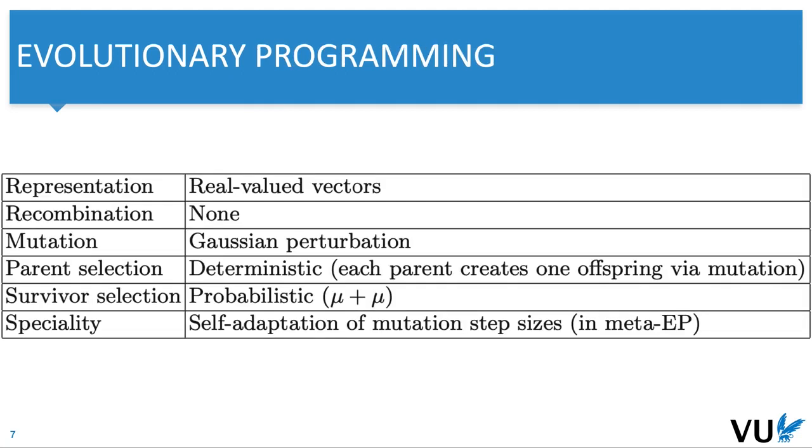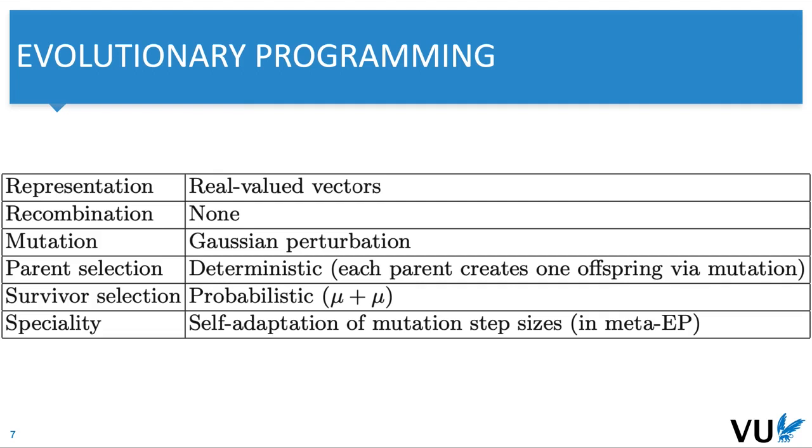Evolutionary programming. So what do we mean by that? First of all, we deal with real valued vectors. However, we use no recombination. We use again Gaussian perturbation. But what is different is that parent selection is deterministic. So each parent creates one offspring by applying mutation.